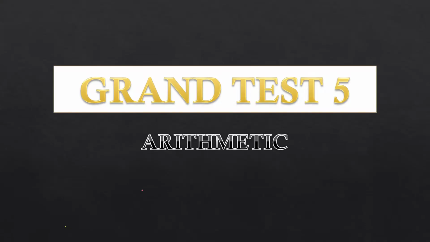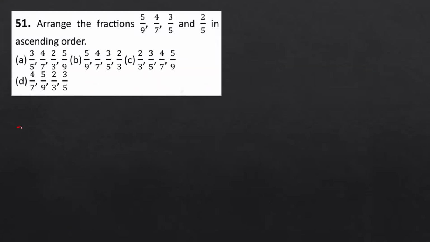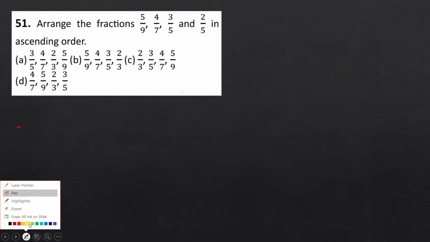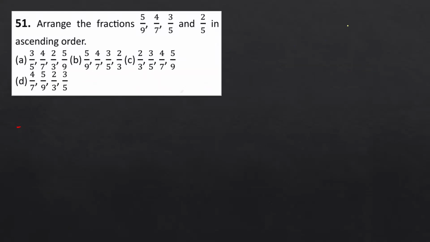Look at question number 51. Arrange the fractions 5 by 9, 4 by 7, 3 by 5, and 2 by 3 in the ascending order.